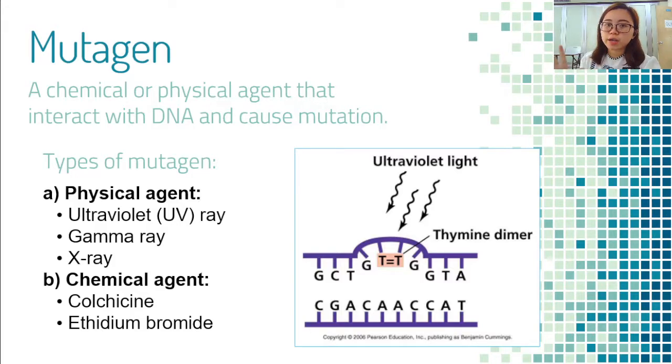So, prolonged exposure and in high amounts are more likely to give you mutations in your cells. So in this diagram here, we have ultraviolet rays causing mutation in a segment of DNA.